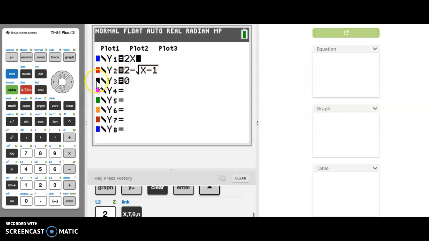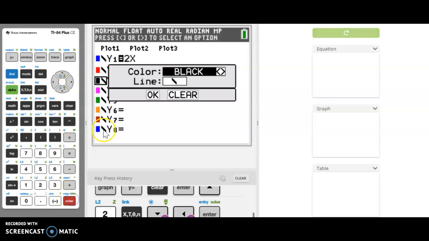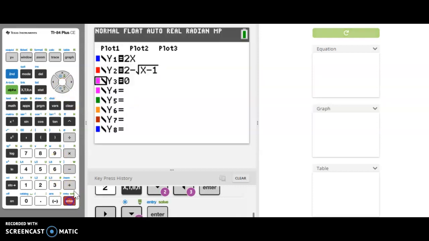One thing I notice here is that this is black. For me, my axes are black too, and I want to make sure I can see that. So I'm going to go over here, select that, and change the color. We'll do magenta. Then I can scroll down and hit OK.